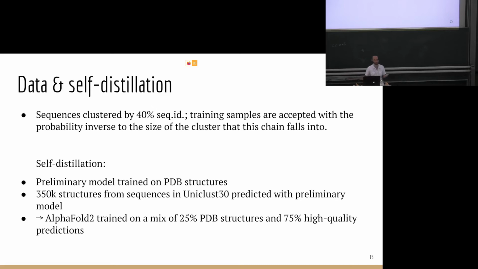You could also think about just, essentially, during training, randomly sampling one sequence from each cluster. This is what RosettaFold then does. Similar concept. Now, another thing they do is what's called self-distillation.